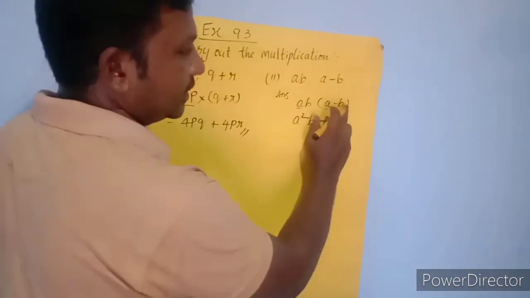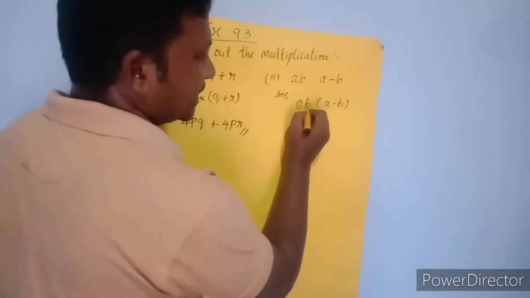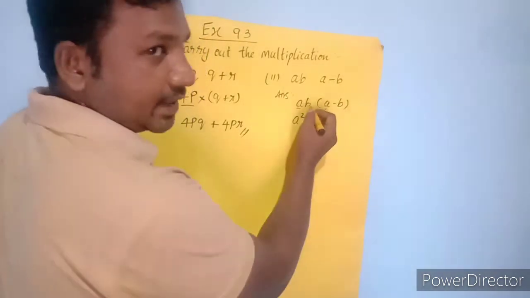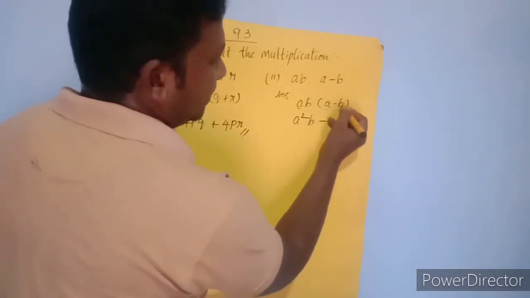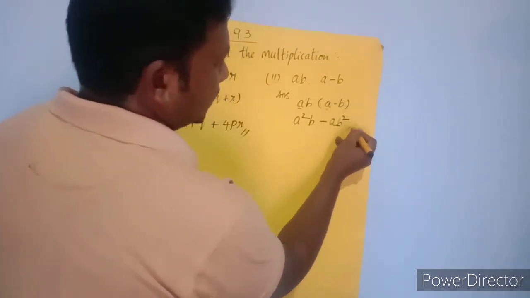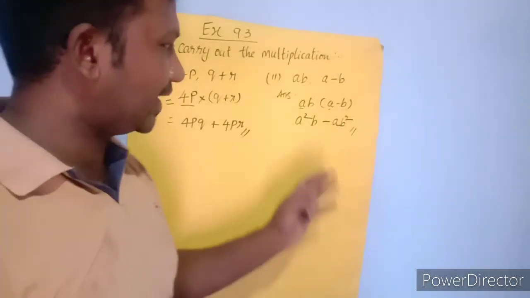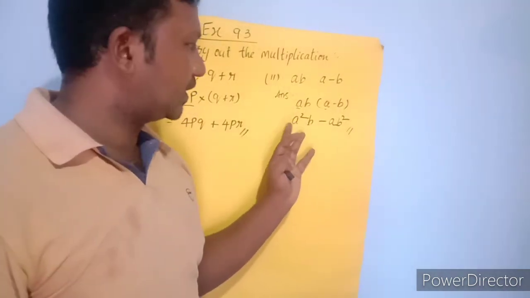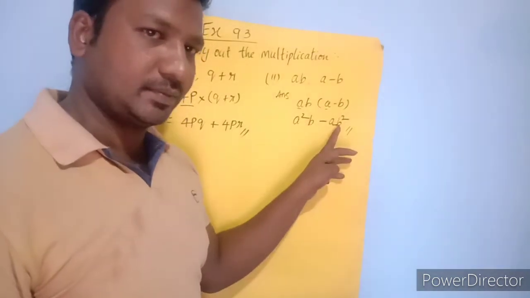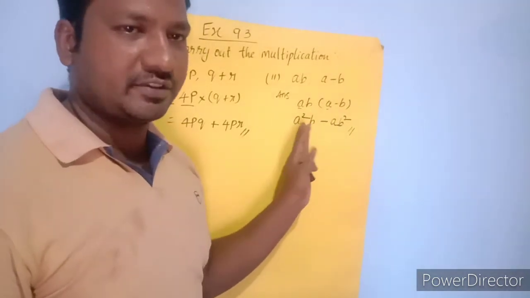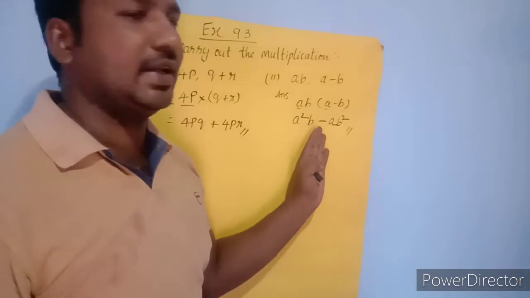So ab into b. Here b is there, here also b is there. You can multiply and put the square: 1a, b into b, b square. See here, both answers are unlike terms, a square b and b square. So you can write the final answer: a square b minus ab square.